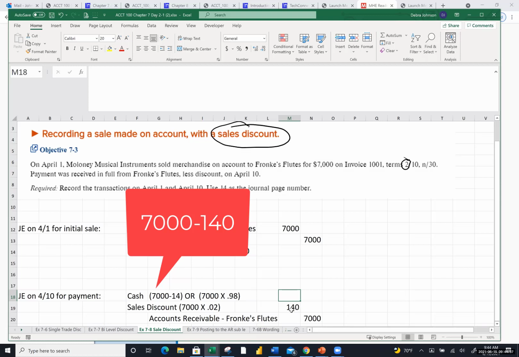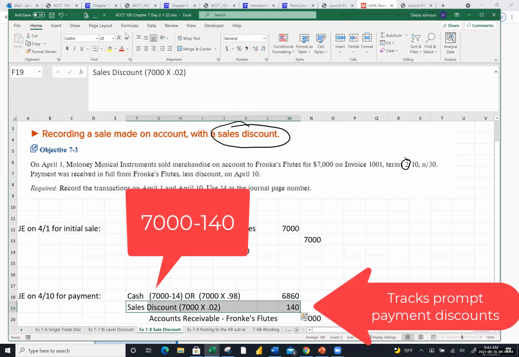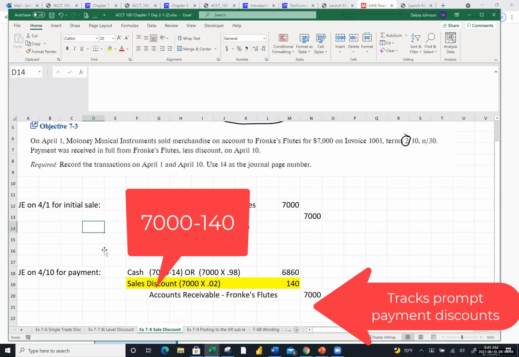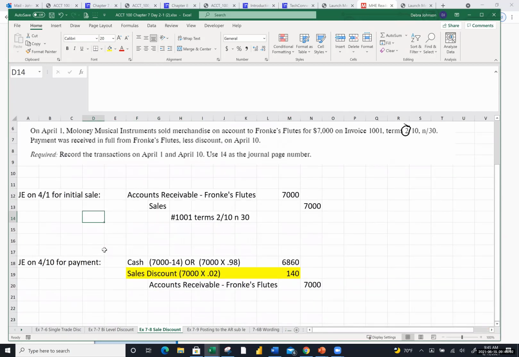So there's two ways you can calculate the cash. You can just take the difference between these two. Or if you gave them a 2% cash discount, you could take 7,000 times 98% and get the same answer, however you prefer to do it. But in any case, what I wanted to show you is this new contra account, contra revenue account. It's used to track prompt payment discounts. And because companies want their cash coming in sooner, oftentimes they're willing to give up a little bit of a discount to get their cash in.